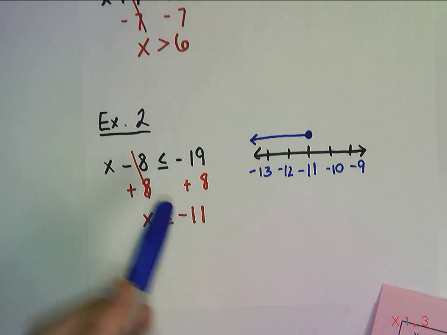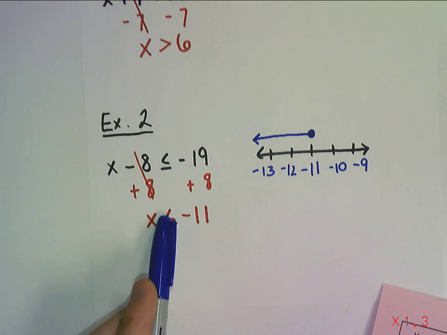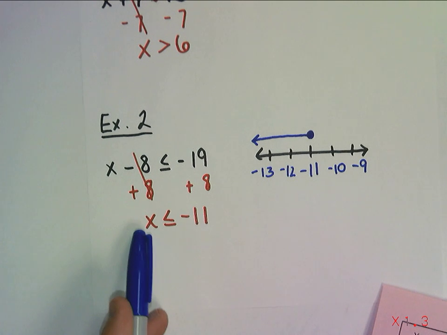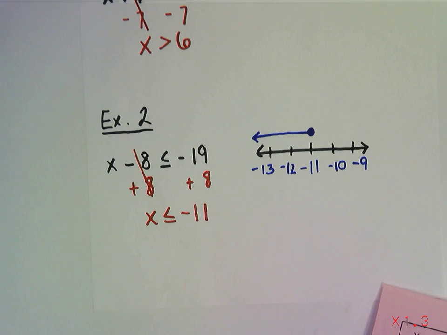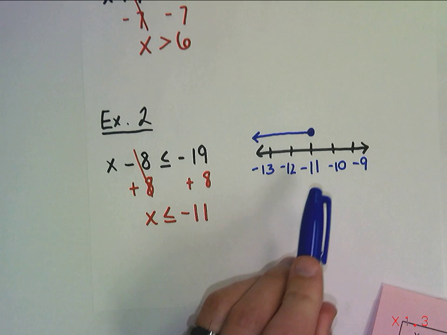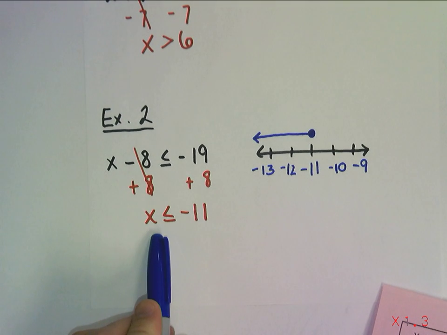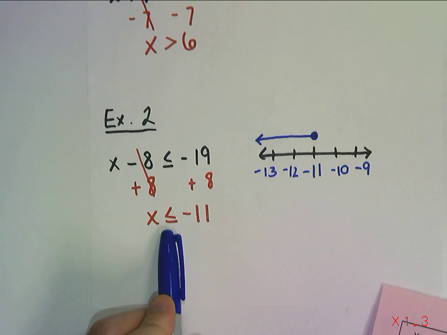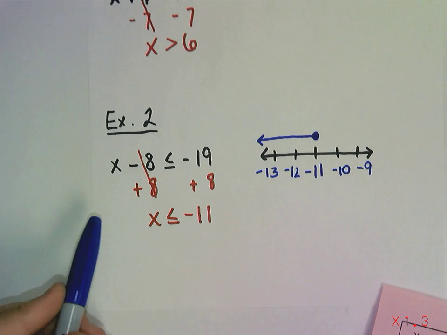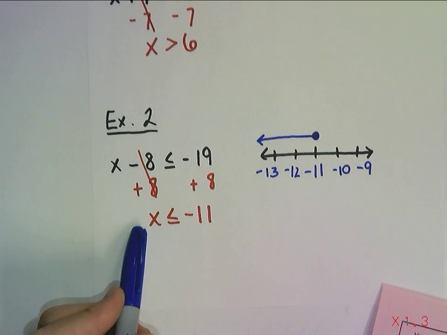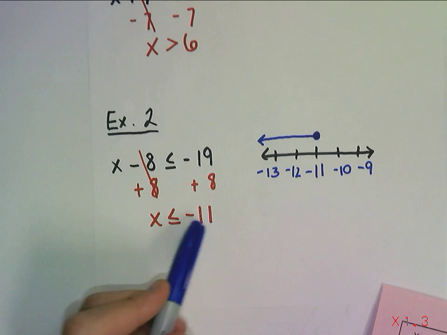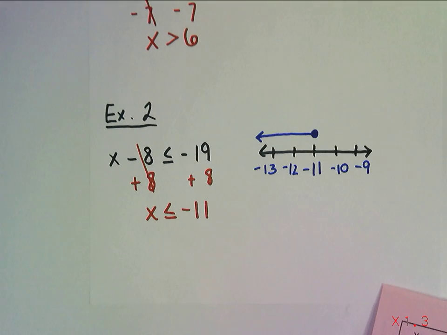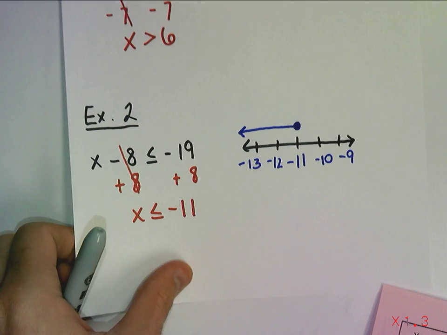And here we can plug in some of these numbers as well. Negative 12 is less than or equal to negative 11. Yes, that's true. Negative 20 is less than or equal to negative 11. Yes, that's also true. In this case also, we can put negative 11 in here because that makes this inequality true. And that's why we have a closed circle. So negative 11 is less than or equal to negative 11. That's true because it meets one of the criteria. Negative 11 won't be less than itself, but it will be equal to itself. So that's why there's a closed circle here. So that's example 2 on the one-step inequalities.